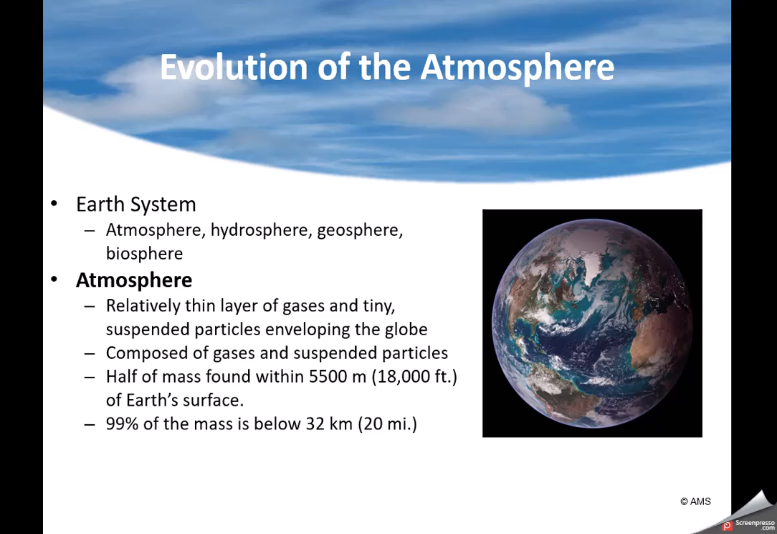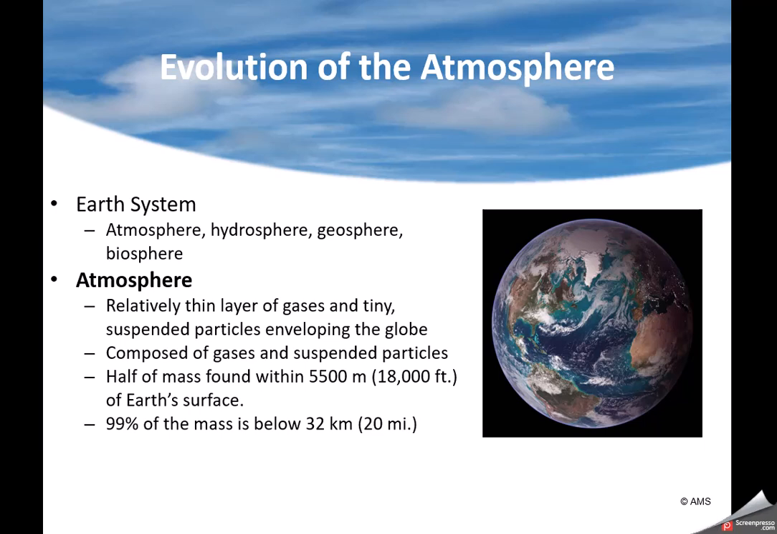It's just one piece. The atmosphere actually is really thin, and over half of its mass can be found within 18,000 feet. So if you're climbing in the Rockies and going to the top of the Rocky Mountains out there, almost half of the atmosphere is below you. And if you get to 32 kilometers up, or 20 miles, you've got 99% of it.